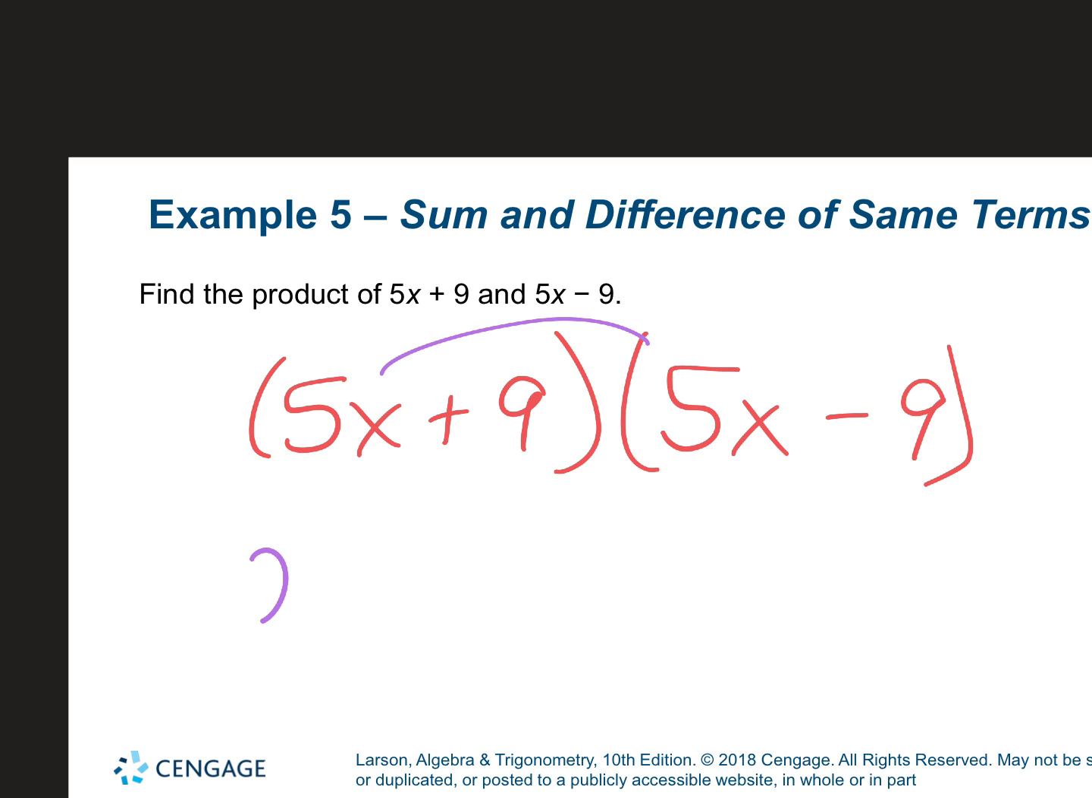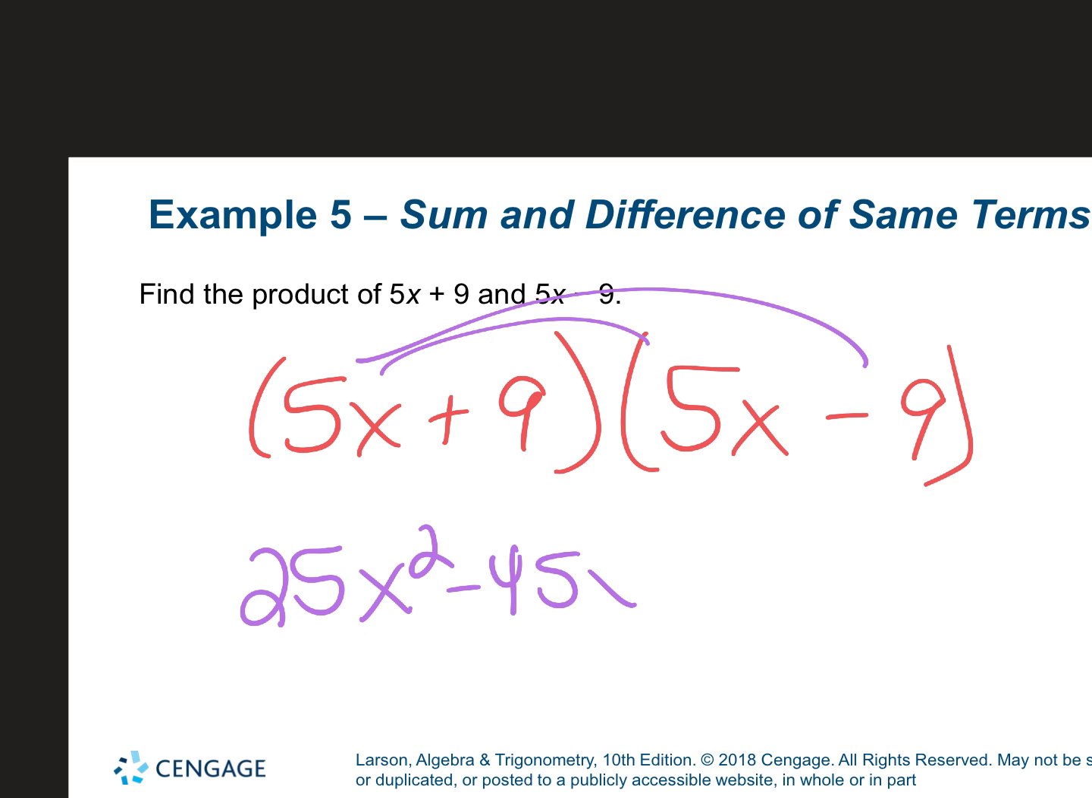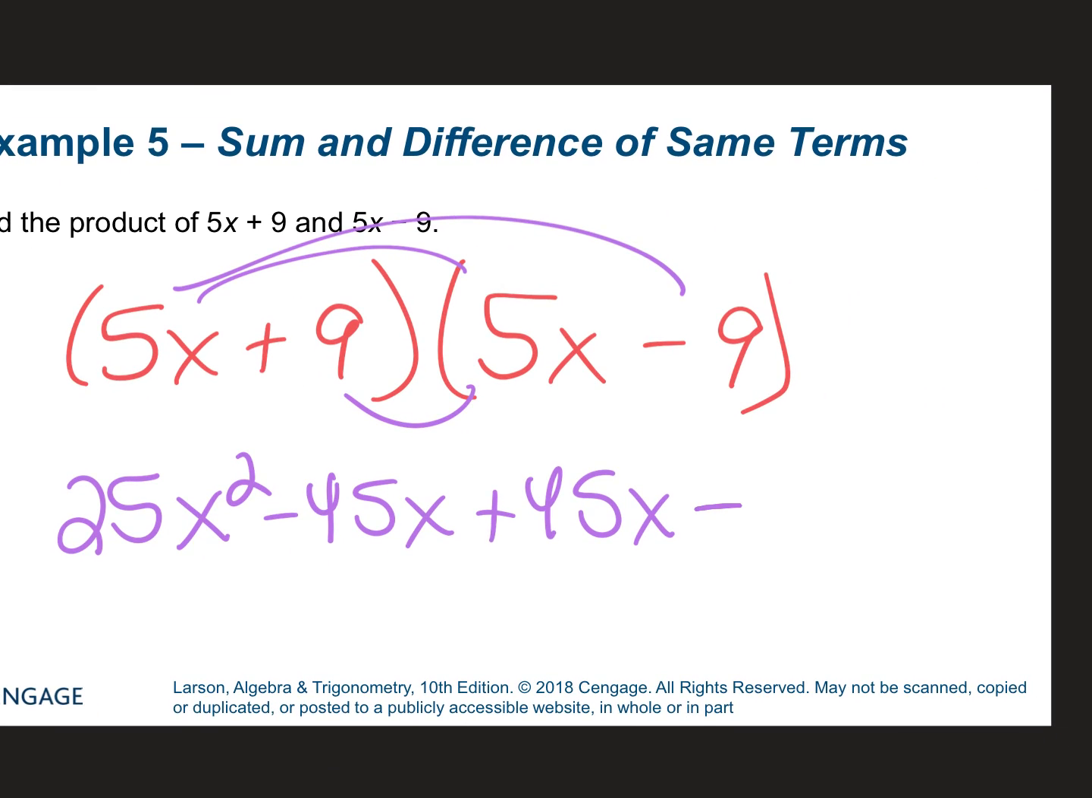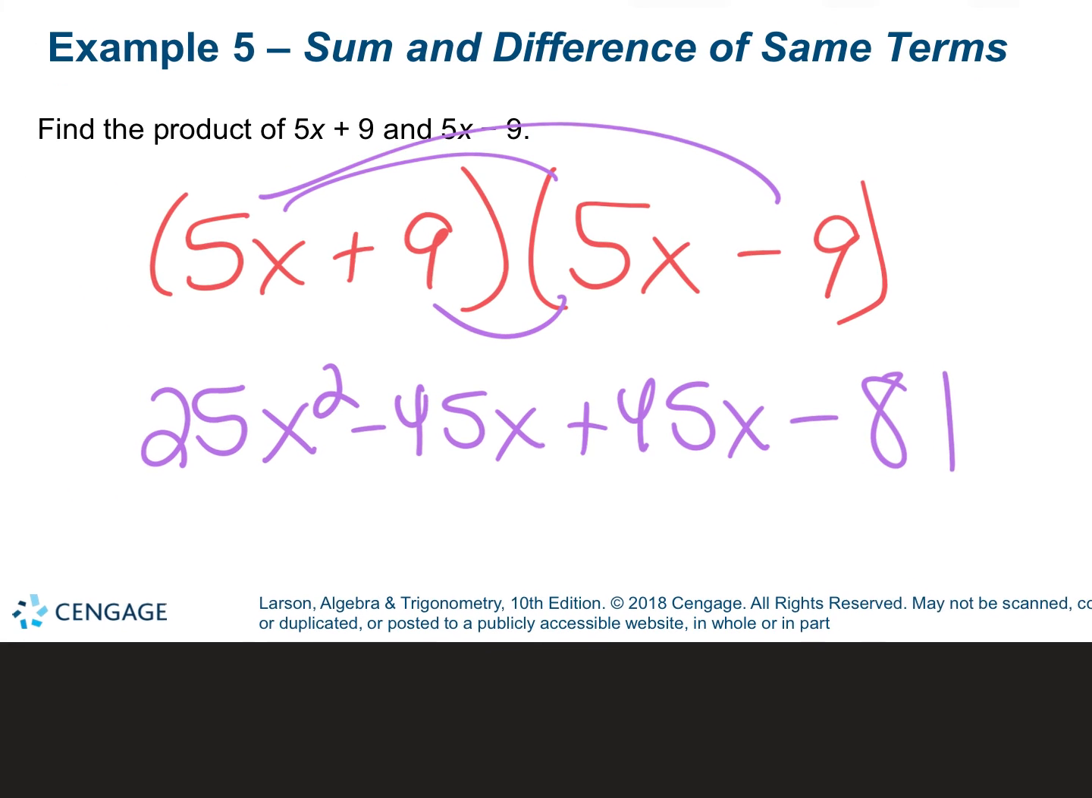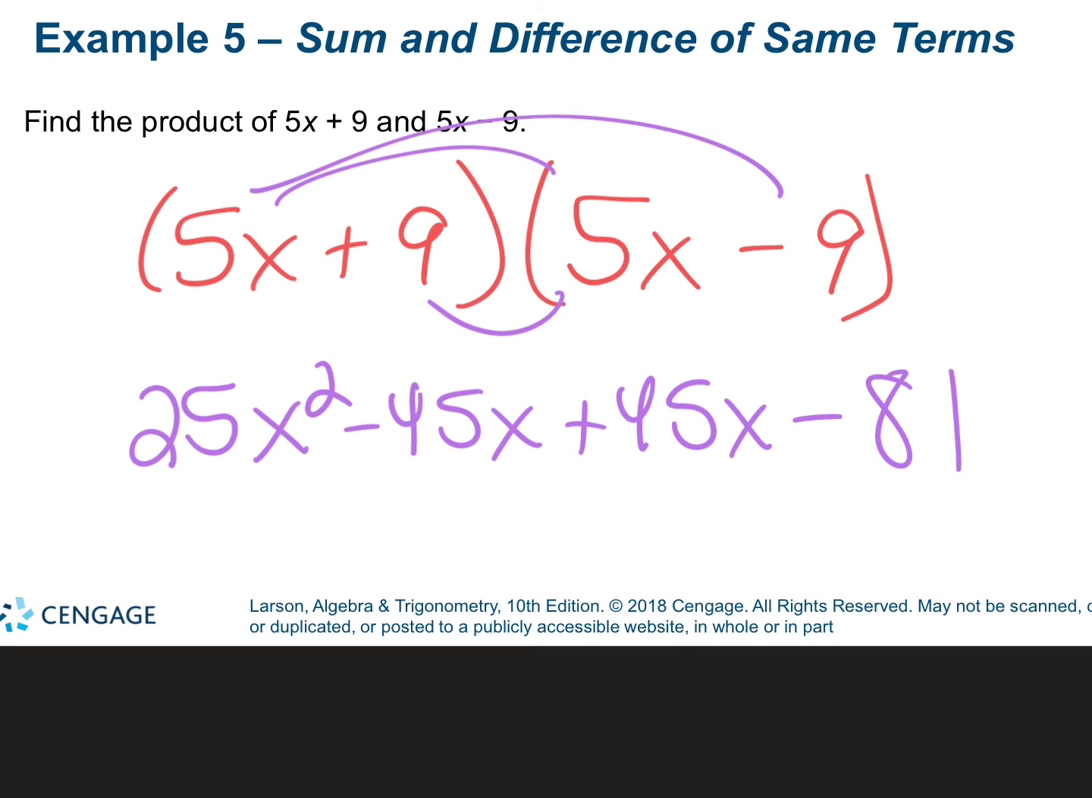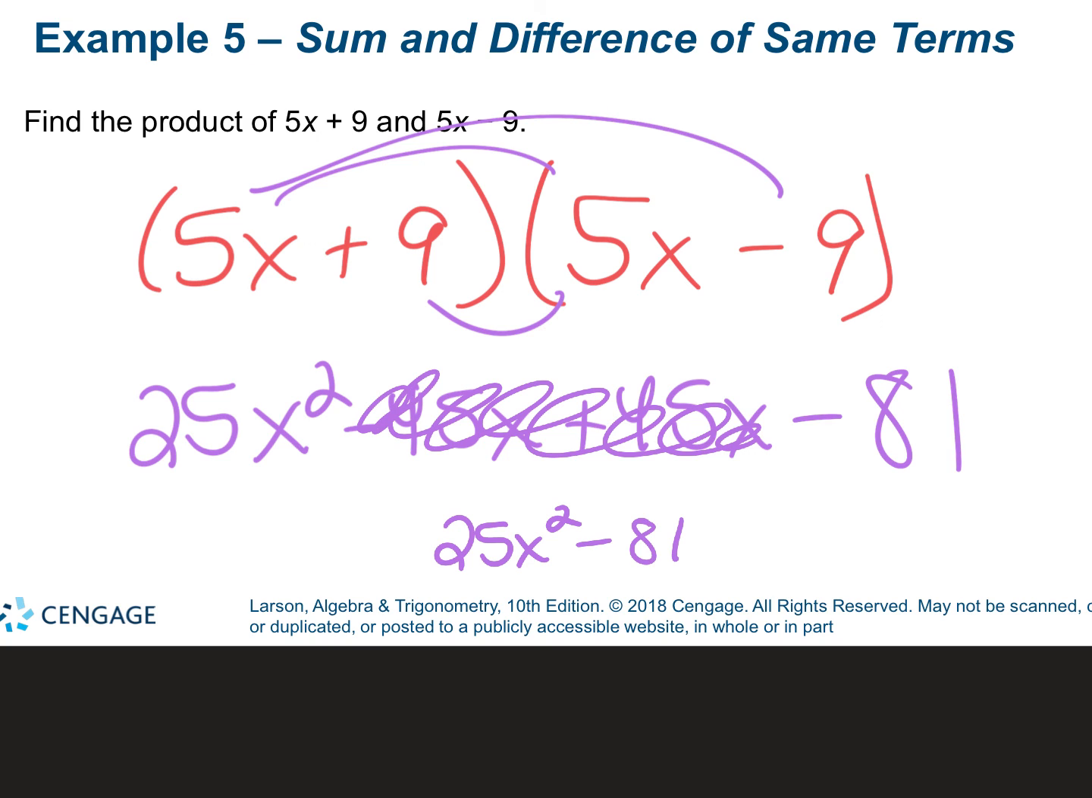5x times 5x is 25x squared. 5x and negative 9 is negative 45x. 9 and 5x is plus 45x. And then negative 9 and positive 9 is minus 81. And every time you have the difference of perfect squares, what happens with the middle terms? They cancel out. So you have 25x squared minus 81.